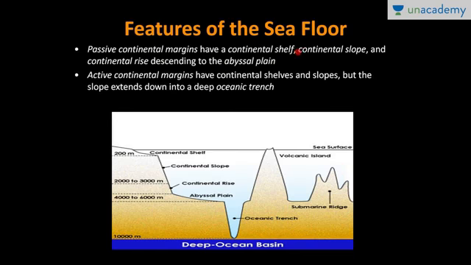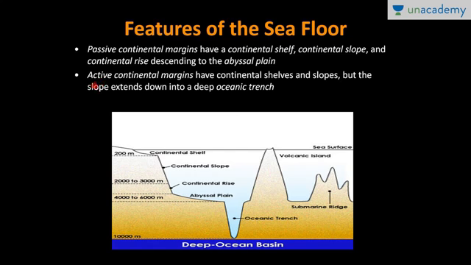So, moving on to the features of the seafloor. See, there are two types of continental margins. One is the passive continental margin, where there is generally no tectonic activity going on. And in these types of continental margins, there will be a continental shelf, a continental slope, and continental rise. And then there will be an abyssal plain.